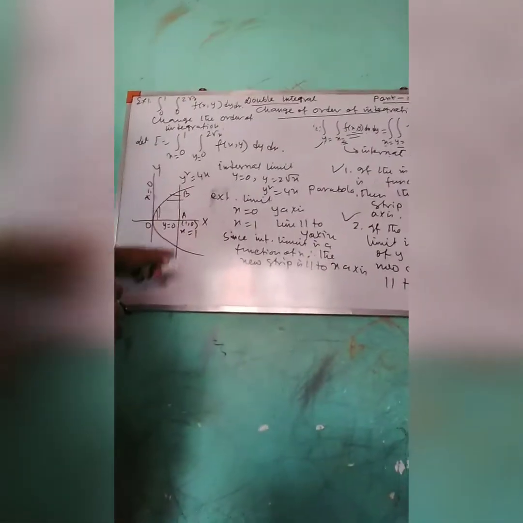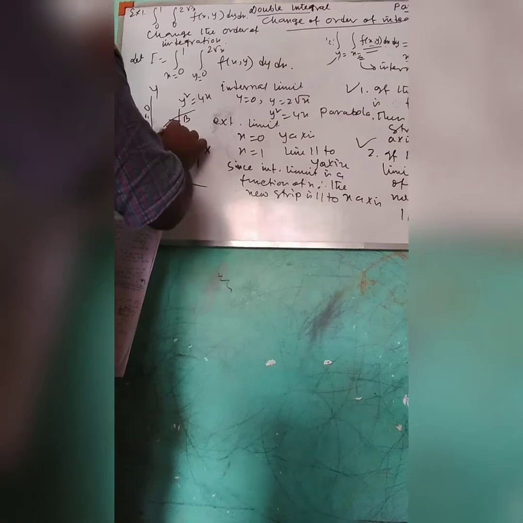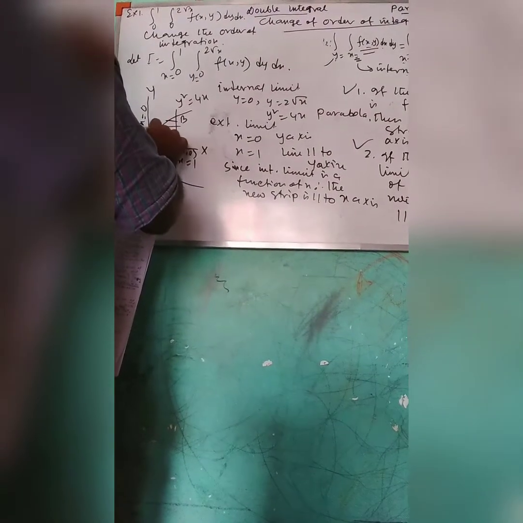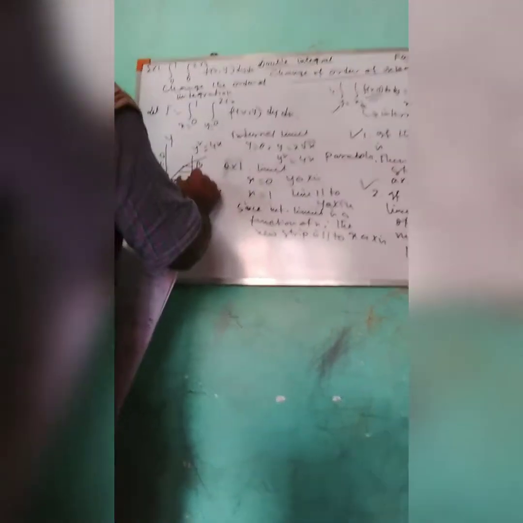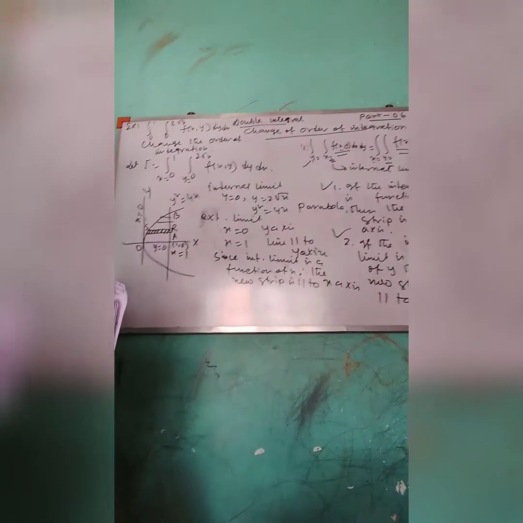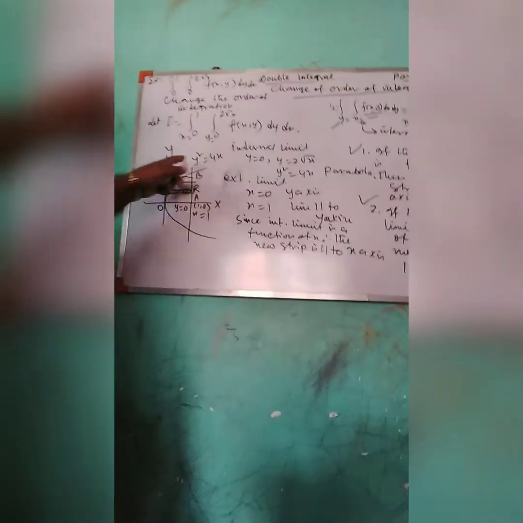Now, this is x equal to 1. Follow me. This is the new strip I am drawing. Say this is R, this is S. RS is the new strip. OAB is our required bounded region. Okay.